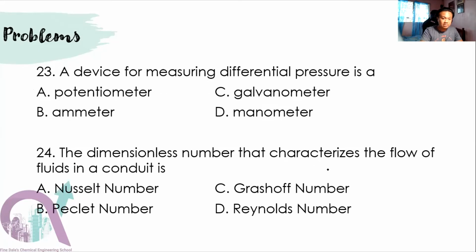Okay? So number 23, the device for measuring differential pressure is manometer, potentiometer, ammeter, galvanometer, therefore electricity. Okay? So they will measure voltage, current, and resistance. Number 24, the dimensionless number that characterizes the flow of fluids in a conduit is, this is really recurring, letter D, Reynolds number.